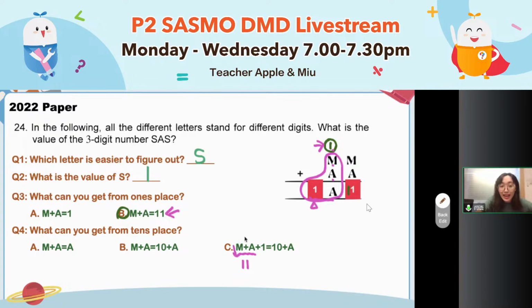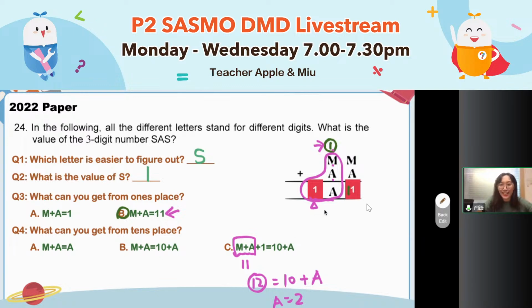Okay, let's have a look. 11 plus 1, what is the sum here? Yes, 11 plus 1 equals 12, right? So 12 equals 10 plus A. Could you please tell me what is the value of A? Yes, what is the value of A? Okay, everyone, you only need to figure out the letter A. Letter A is a one-digit number, okay? Good job. So now we can get A equals 2. Can you understand now?